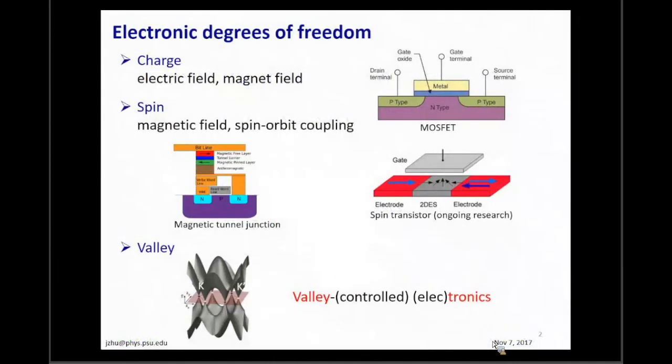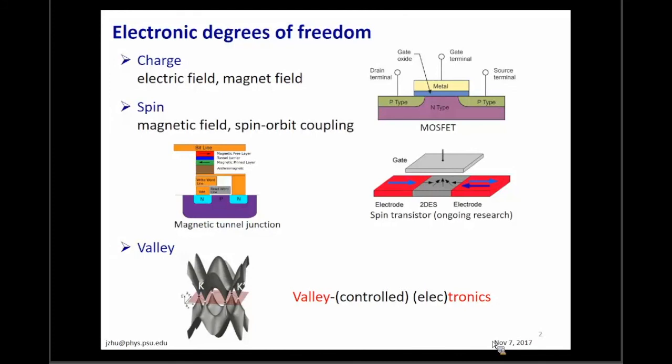Let's step back and think a bit about how electronics operate. They operate on different degrees of freedom. You might not think about it that way, but the MOSFET that we are used to, in our computer, turns on and off a charge current. So it's the charge degree of freedom. By using a gate, you put an electric field to control the charge degree of freedom.